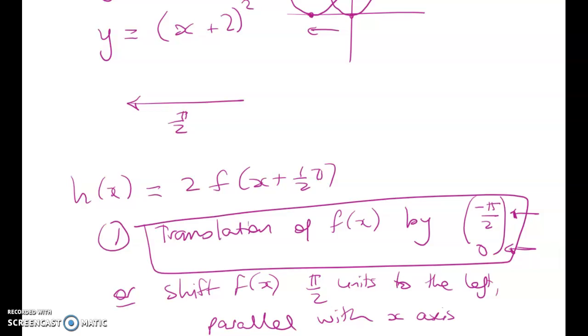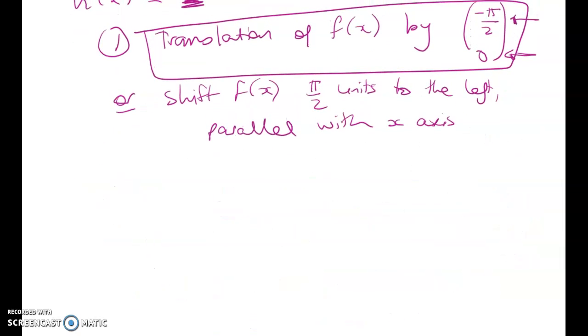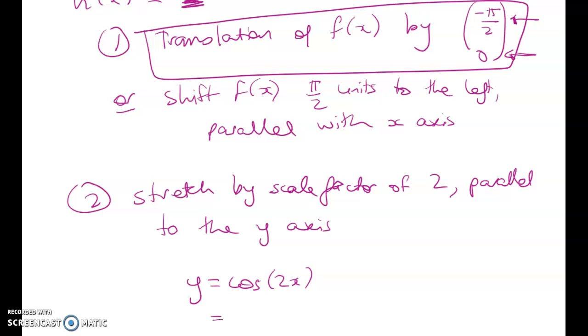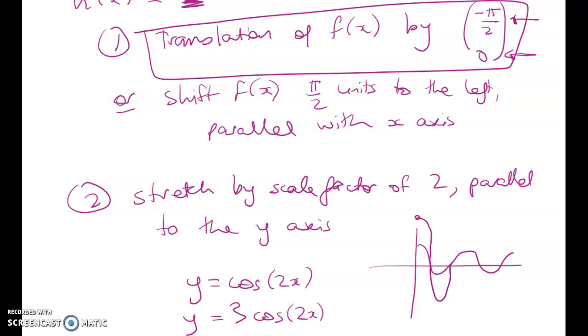And the second transformation that's happened here is that we've got a stretch. It's what we think of as a vertical stretch, so it's a stretch by a scale factor of 2 units parallel to the y-axis. And that's like what we had in the very first question, where we started with y is equal to cosine of 2x, and then we had y equals 3 times cosine of 2x. And that pulled all of my values up from doing a graph like this to doing a graph like this. Okay, all right, so that's all for now.